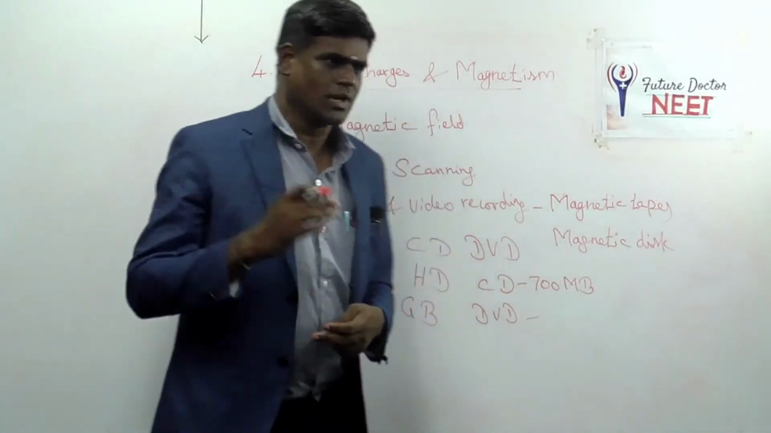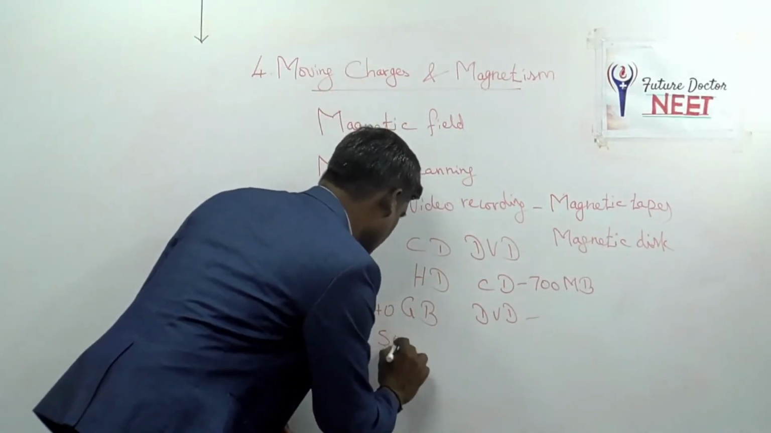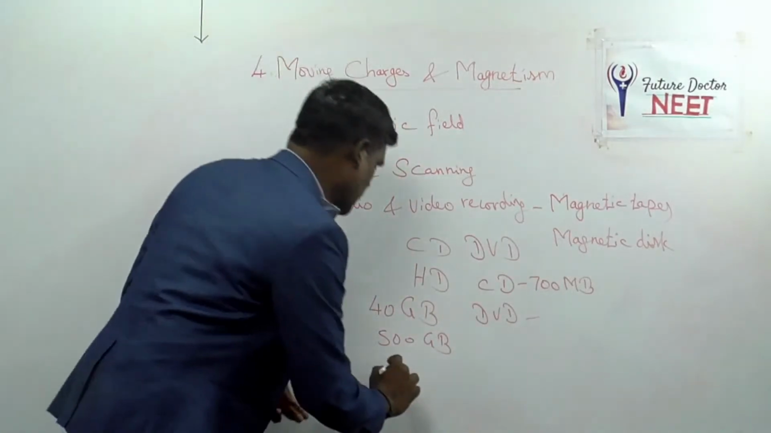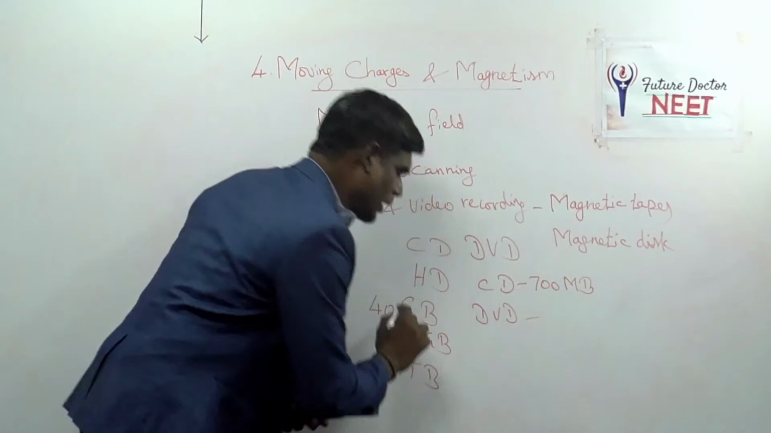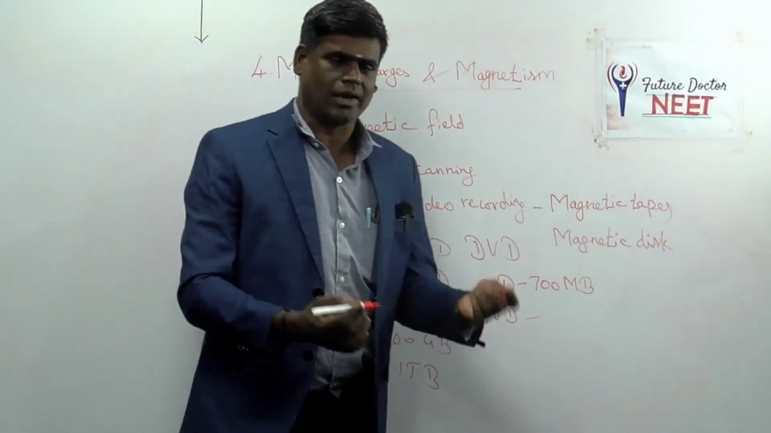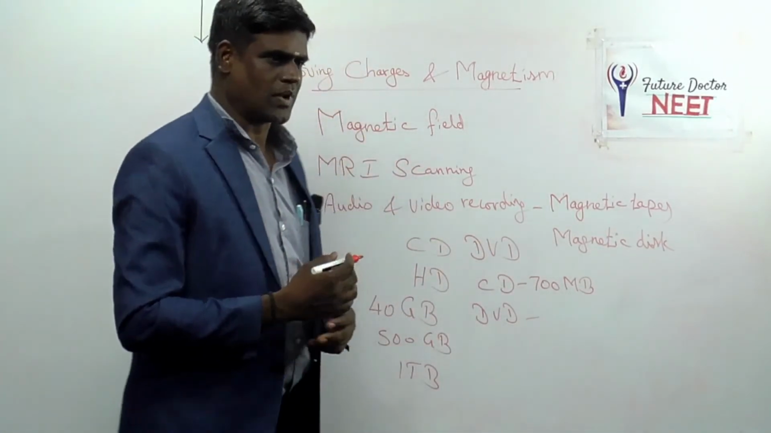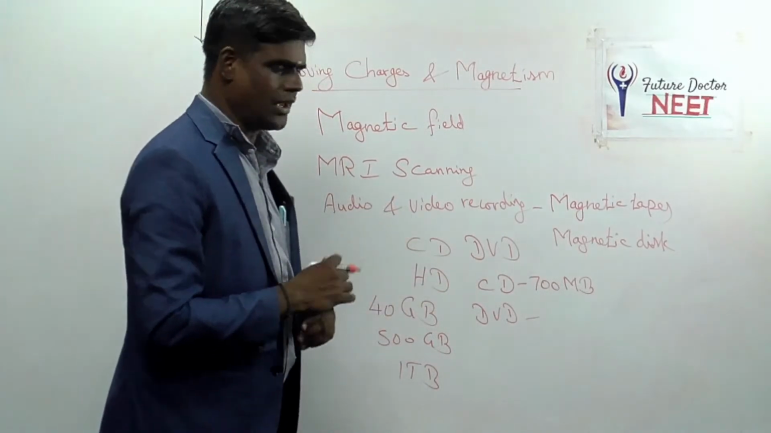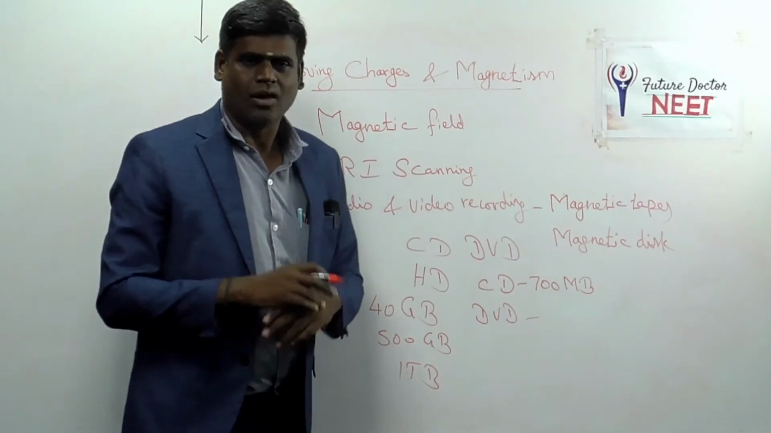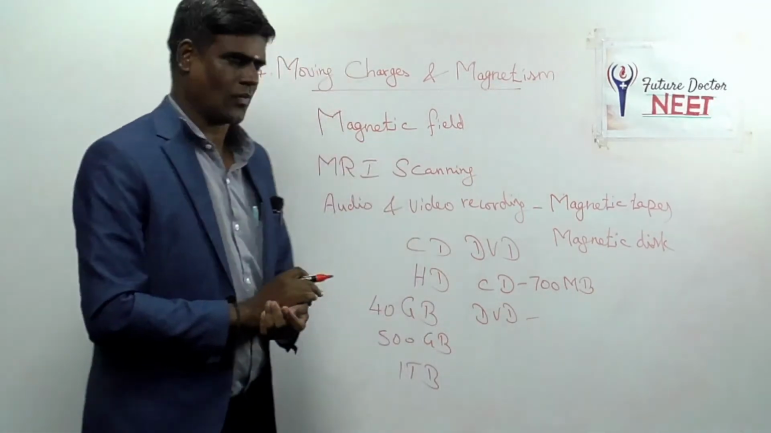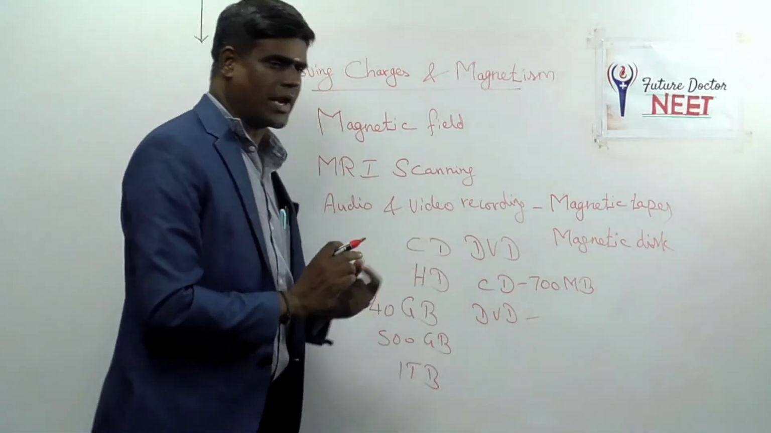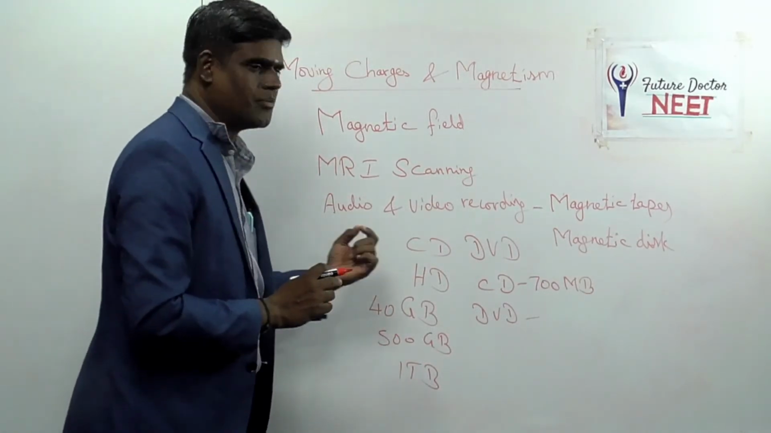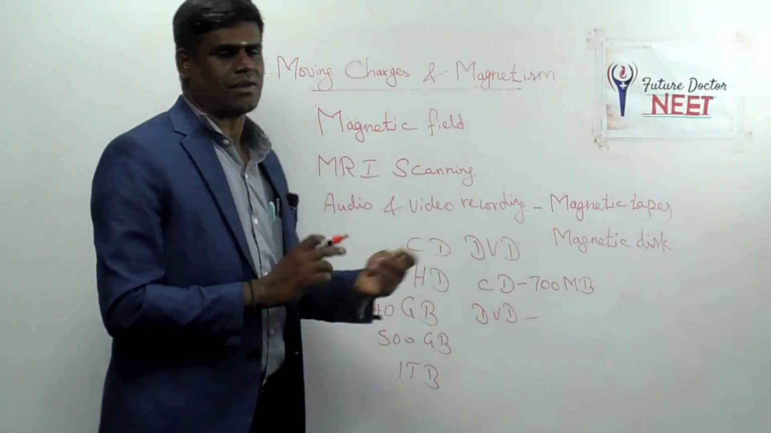Nowadays hard disks are 500 GB, 1 TB, terabyte, 100 TB, like that. Their capacity is very, very high, and all these use magnetic patterns, magnetic fields only. So we can store computer data using magnetic fields, magnetic patterns. That is one important application.